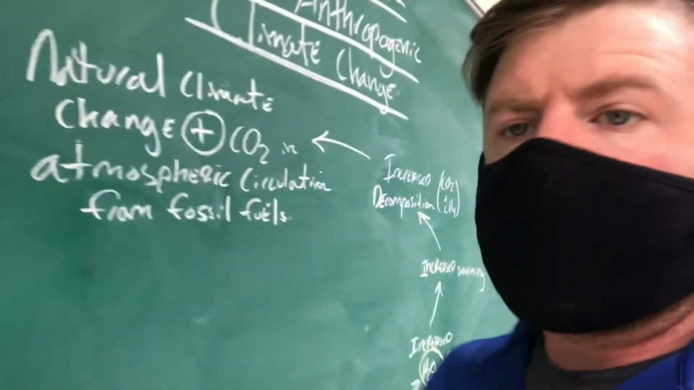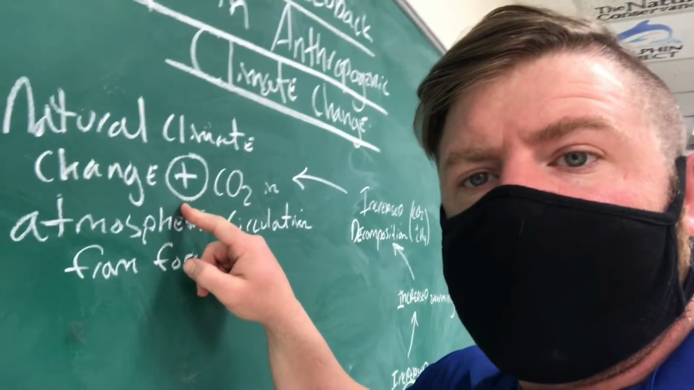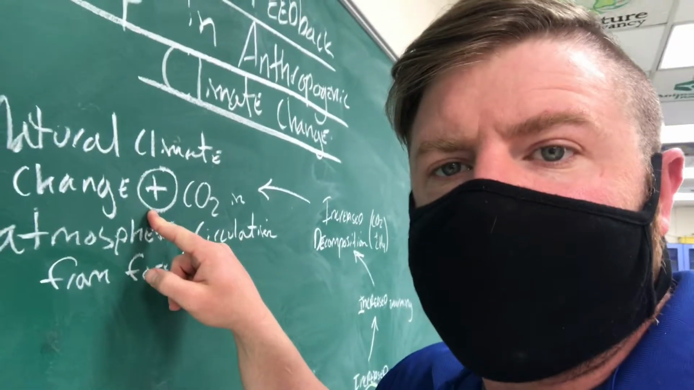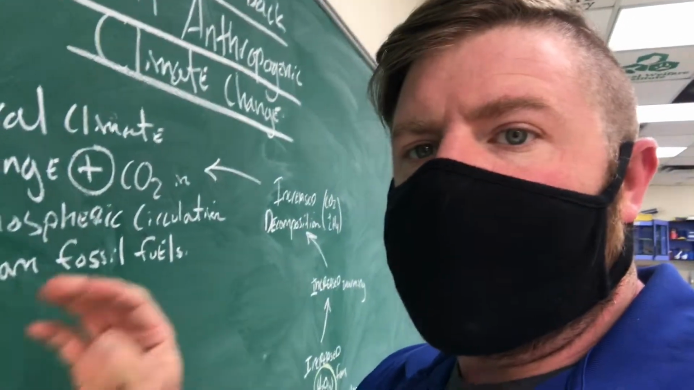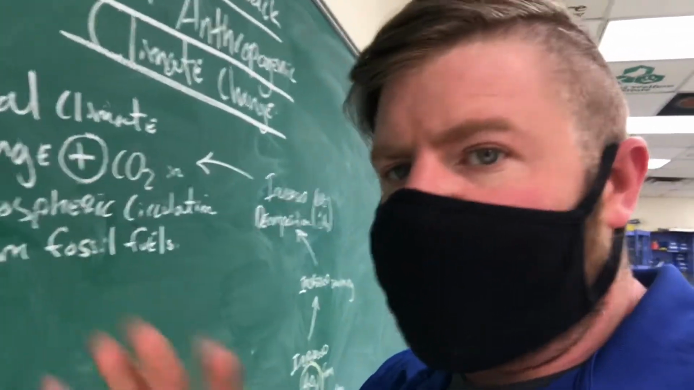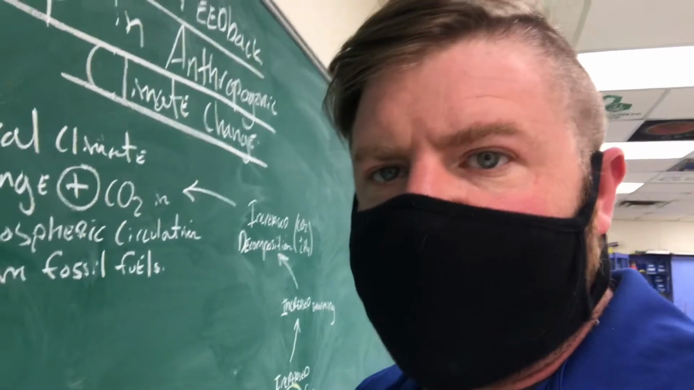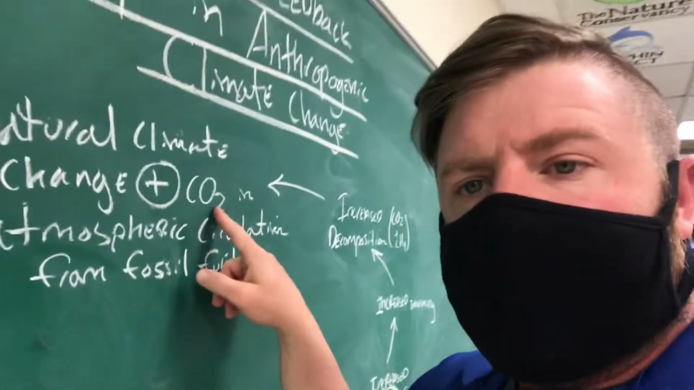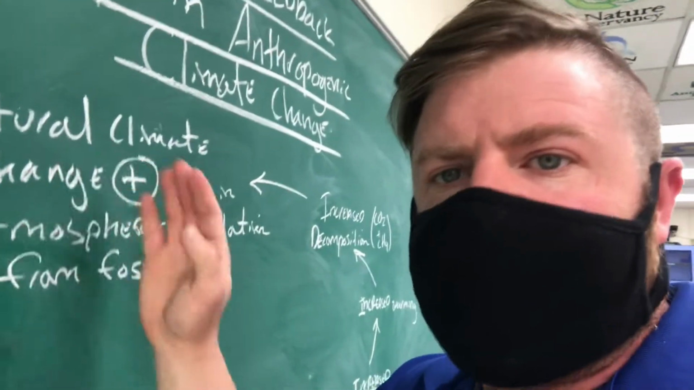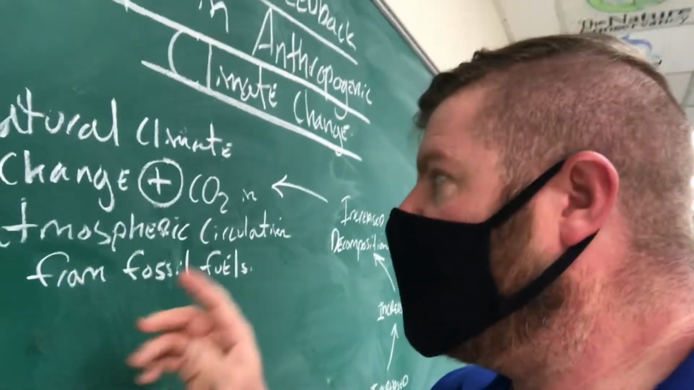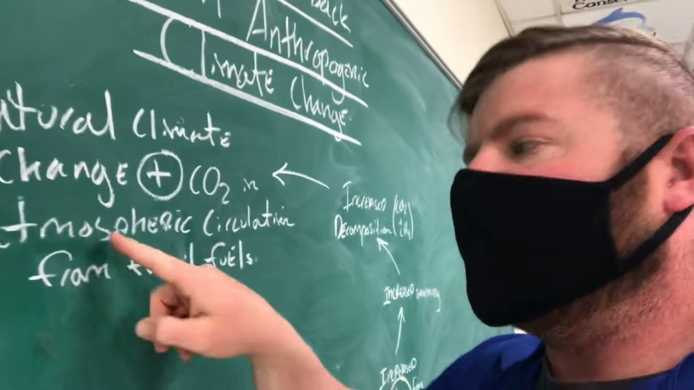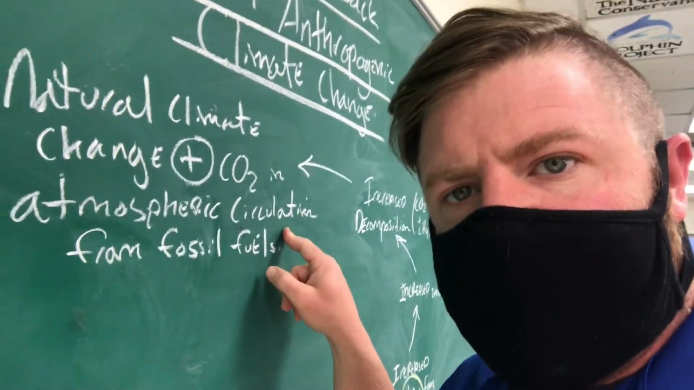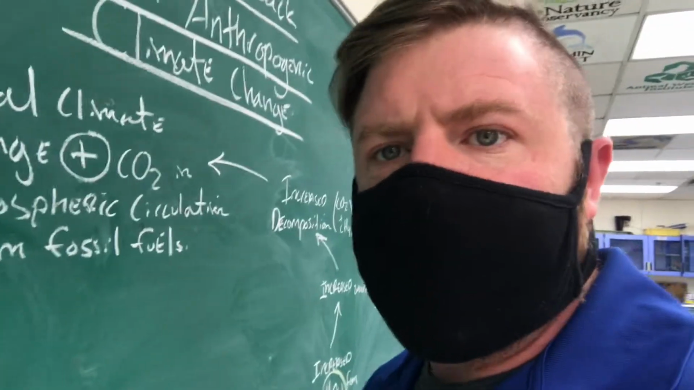Now, in addition, that's an addition symbol that's circled. You got to remember this. It's not one or the other, okay? All of this is happening. All of this is connecting and all happening at the same time. In addition to natural climate changes that do happen, then there is also CO2 being added to the atmospheric circulation by the burning of fossil fuels in the last 150 years or so.